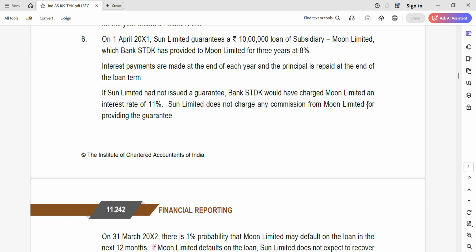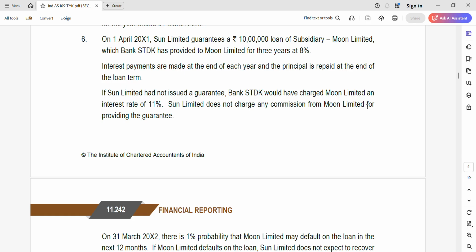So now let's quickly take a look at one very important concept, that is the giving of a guarantee by the holding company for the loan availed by the subsidiary, and what is the impact of it in Ind AS 109. That is what we are going to see in this.